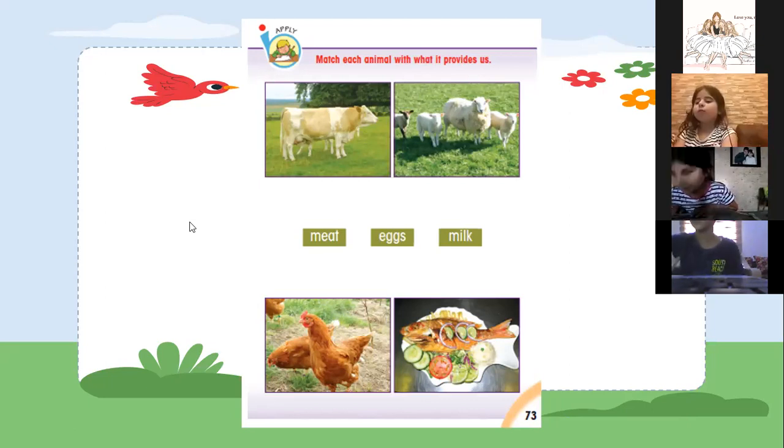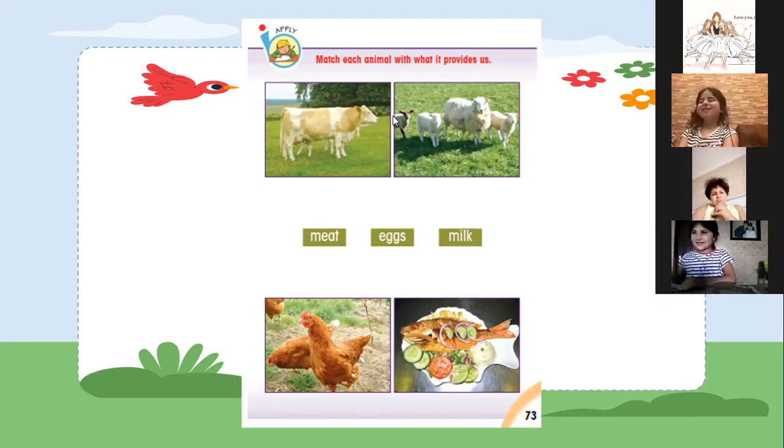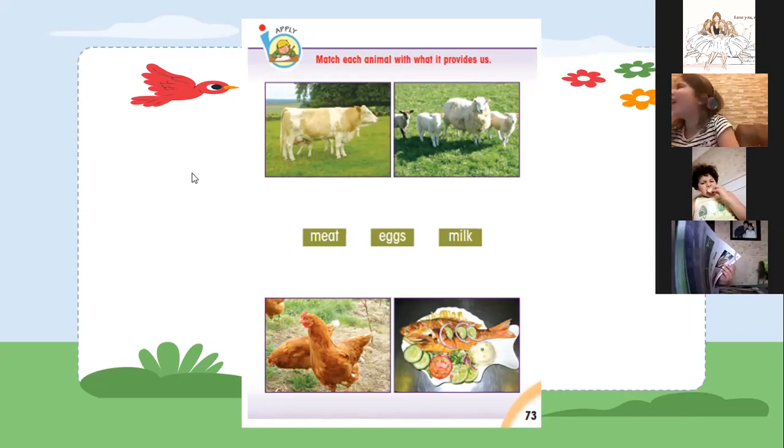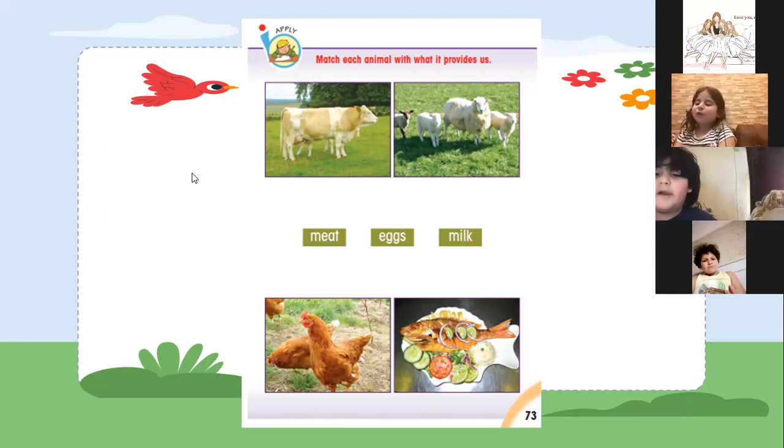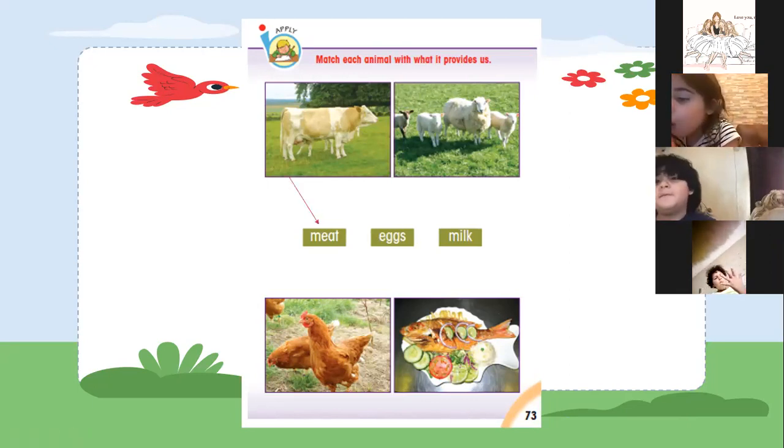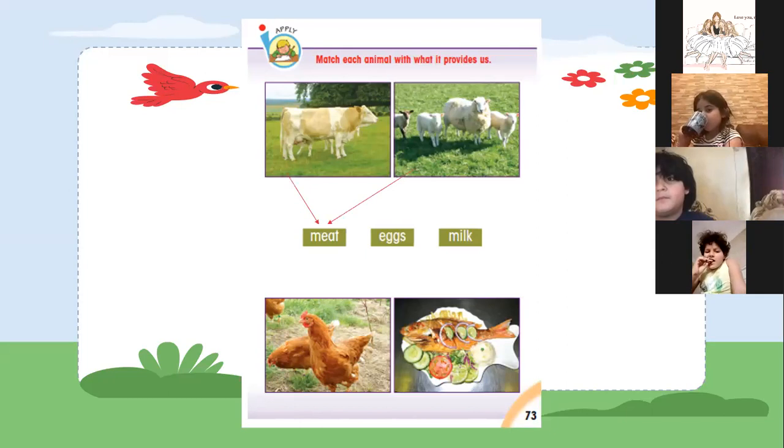73. And okay. Hussein Surur. We have to match each animal with what it provides us. First, we have what can you see? What is the first animal you can see, Hussein Surur? A cow provides us with eggs? No. With what? Milk. Meat? And milk. And milk, bravo. Which animal also provides us with meat, Yahsan? Sheep. Bravo.